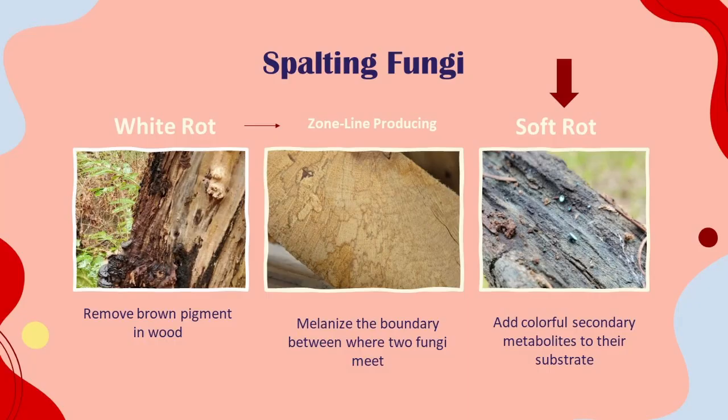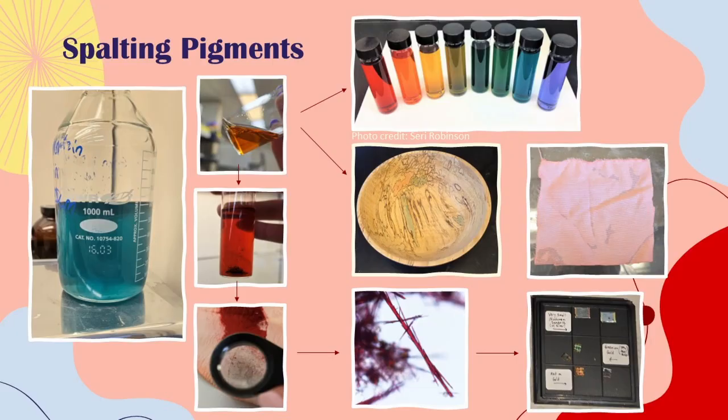All of these fungi are incredible and they're worth checking out, but for the sake of this presentation, I will be focusing on our soft rot fungi. What's remarkable about soft rot fungi is the pigments they produce, and they produce quite a range. At the top, we see the range that is produced. This is for just 3 species of spalting fungi, which are 2 very significant species.